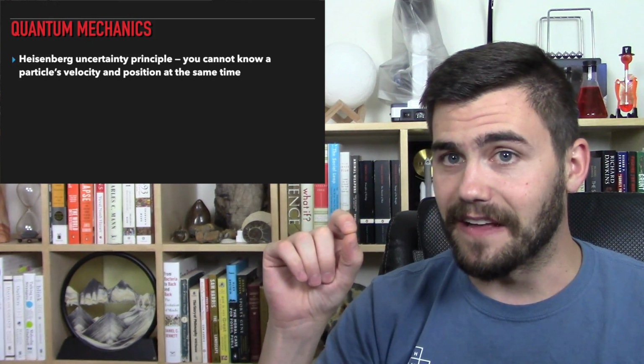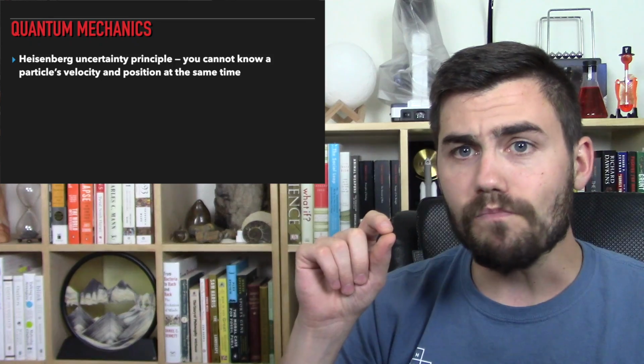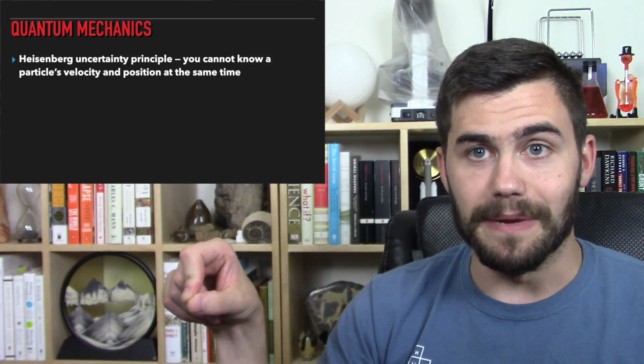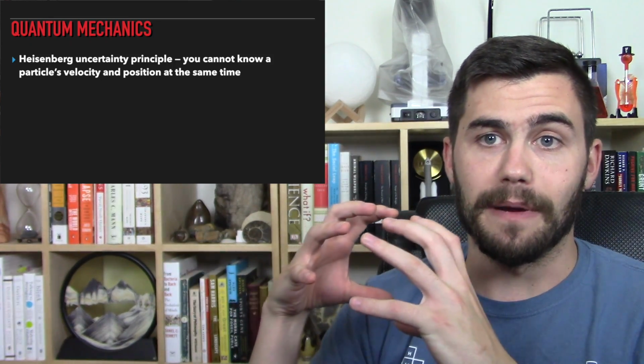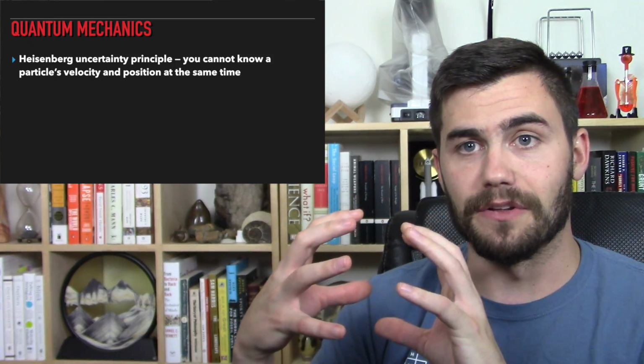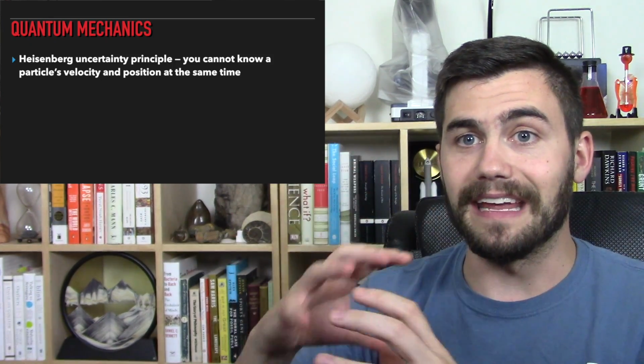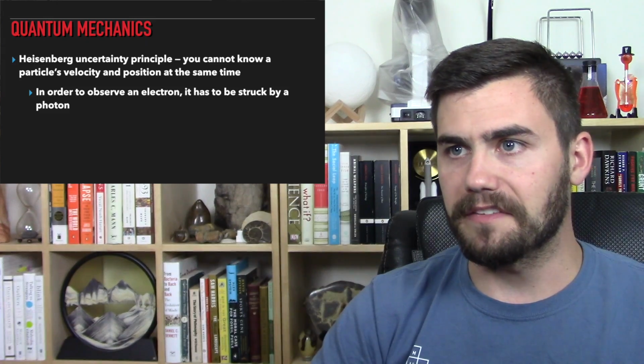When you detect that electron, like I said before, you don't know where it's going to be next. So that's why we talk about these orbitals as being like three-dimensional structures, and the electron is everywhere all at once.